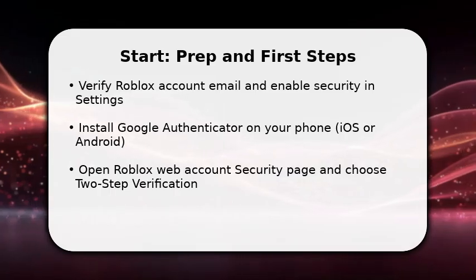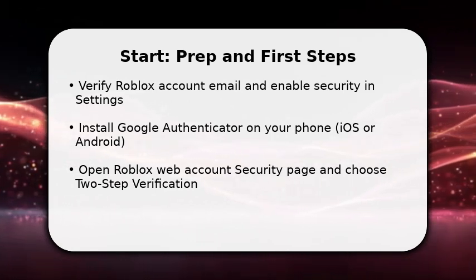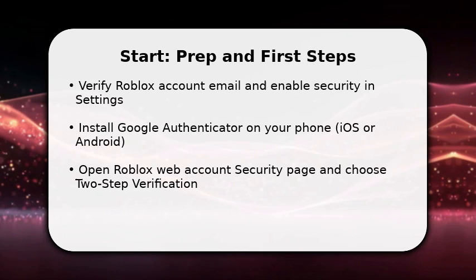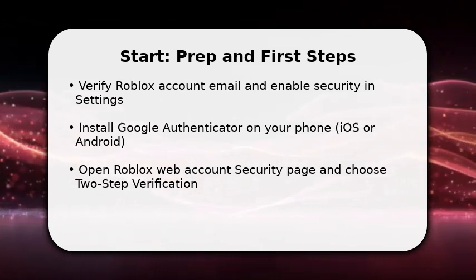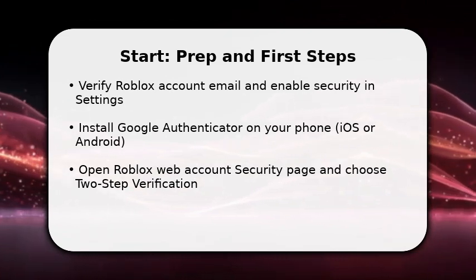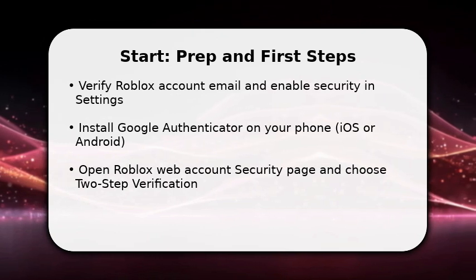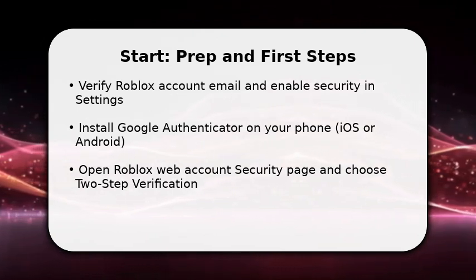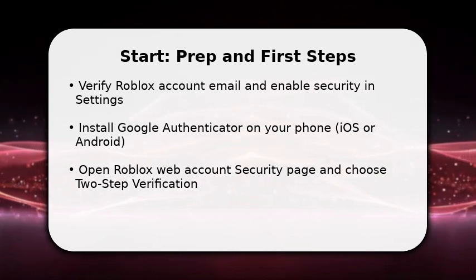You'll start by verifying your Roblox email and opening the account security settings. This gives you access to two-step verification options. Once done, install Google Authenticator on your phone so it's ready when Roblox shows a QR or secret key. Make sure you're logged into the Roblox web interface and on the two-step setup screen before switching to your phone. Doing these steps in sequence prevents lost codes and speeds the process.